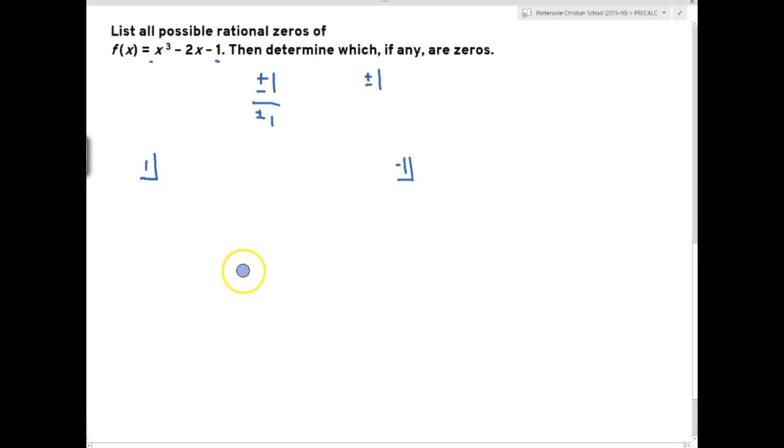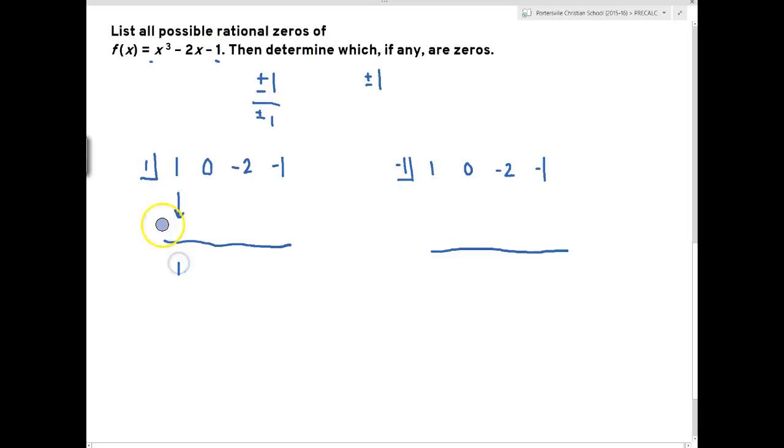So I'm going to put them up top there, and when we cascade this down, we're going to have 1 for my x cubed. Notice there's no x squared term, so I have to put a 0 in for x squared. And then for x to the first, I have -2, and then my constant is -1. I'm going to go ahead and put that in over here as well. And then when we divide these, for this one, we're going to bring the 1 down. 1 times 1 is 1. Add them together, we get 1. 1 times 1 is 1. Add them together, we get -1. And then on this one, we get -1. So my remainder for this ends up being -2.